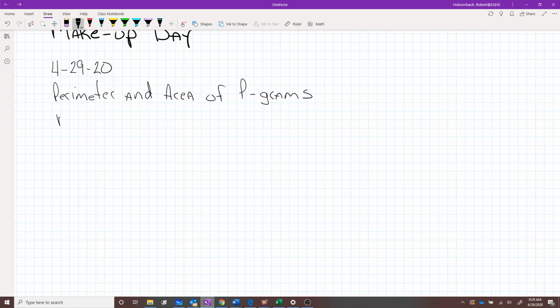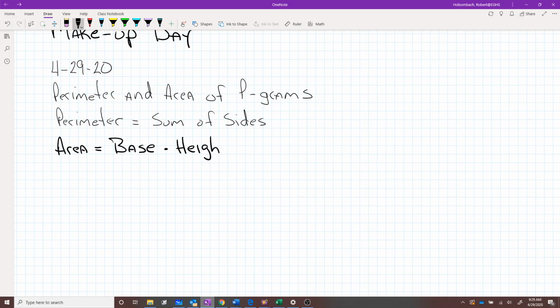last week was that the perimeter of a parallelogram was equal to the sum of the sides. We said that the area was equal to the base times the height, and we said, almost the most importantly, that the base and height are always perpendicular.